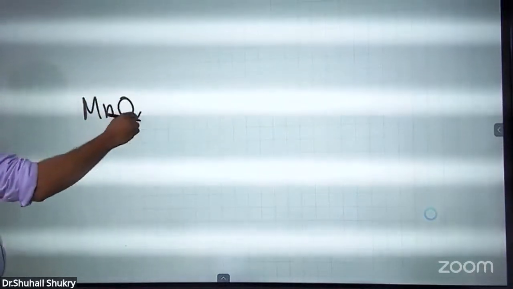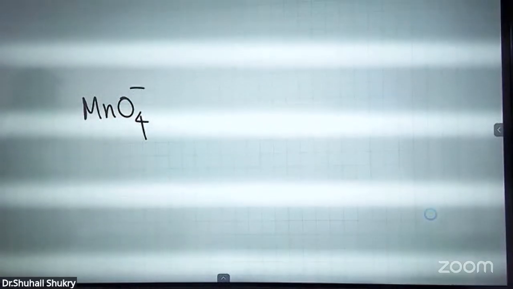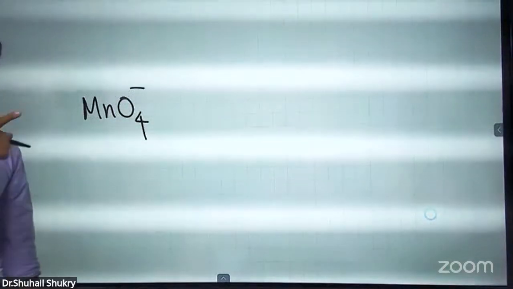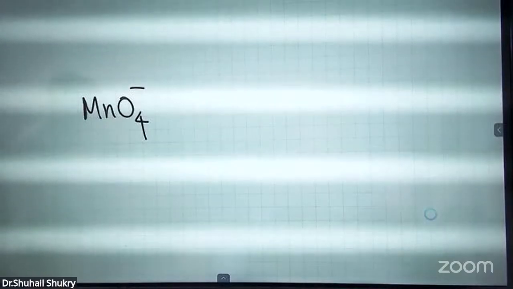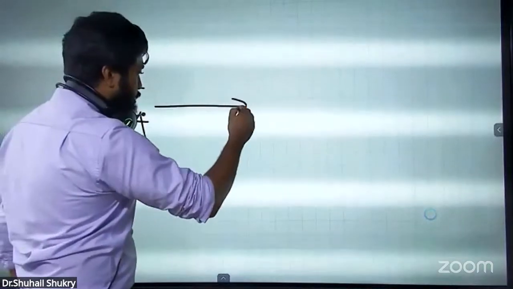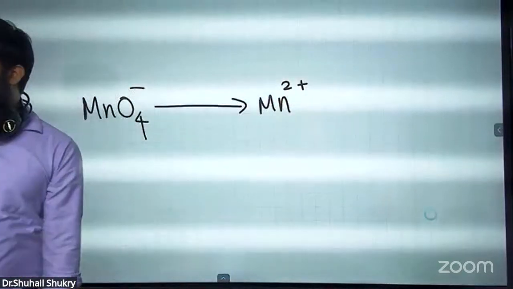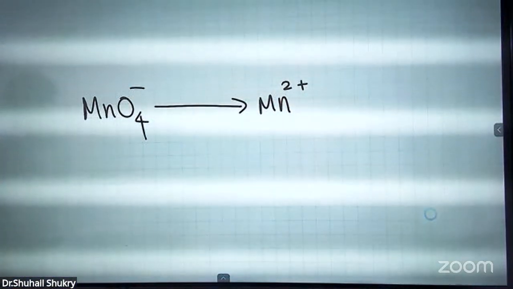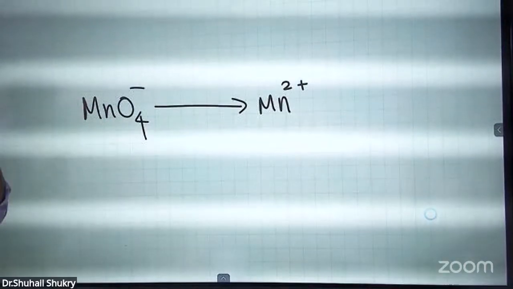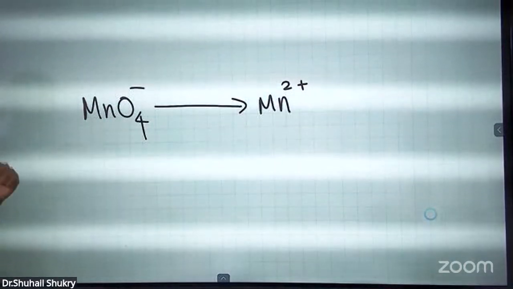Now just imagine you are a person who doesn't know anything about oxidation number. But you know only one thing: in the reduction process, MnO4 minus goes to Mn2 plus, you know that. That one you should know. Then how should I balance this? First, see how many oxygens are here. First, we start balancing with oxygen.